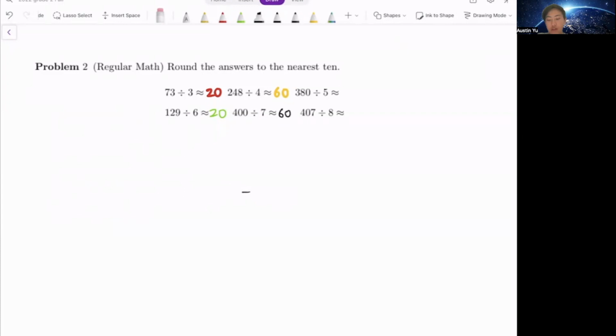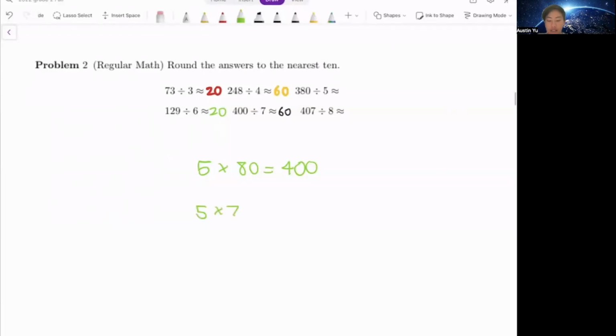The next one, 380 divided by 5. 380 is close to 400. So we do 5 times 80 equals 400. And since 380 is less than 400, we need to do something that makes 380 more than itself. Therefore, we can just subtract a 10 from 80. This becomes 5 times 70 equals 350. And 380 is closer to 400. Therefore, that just gives us 80.